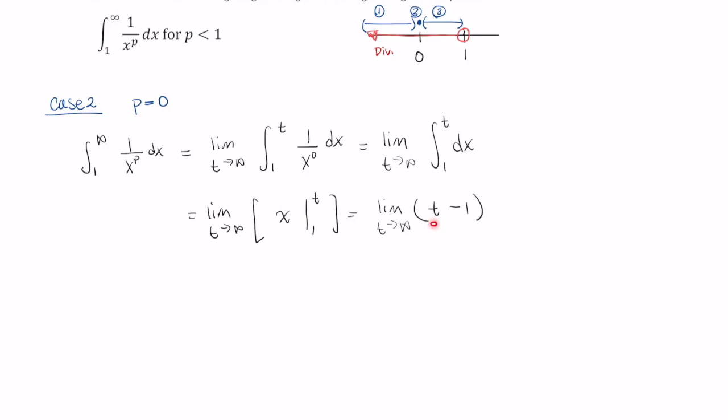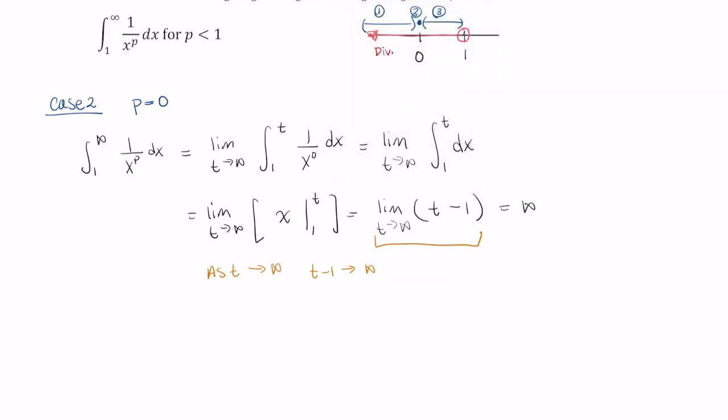Now as t gets larger and larger, say t is 3, then the limit will be 2. If t is equal to 10, then this limit is going to equal 9. If t is equal to 1,000,001, then this limit is equal to just 1,000,000. Can you see what's happening here? As t approaches infinity, t minus 1 is also approaching infinity. So this limit here is equal to infinity.